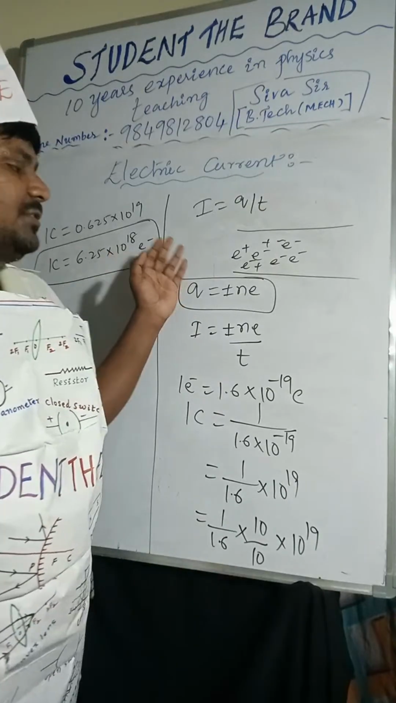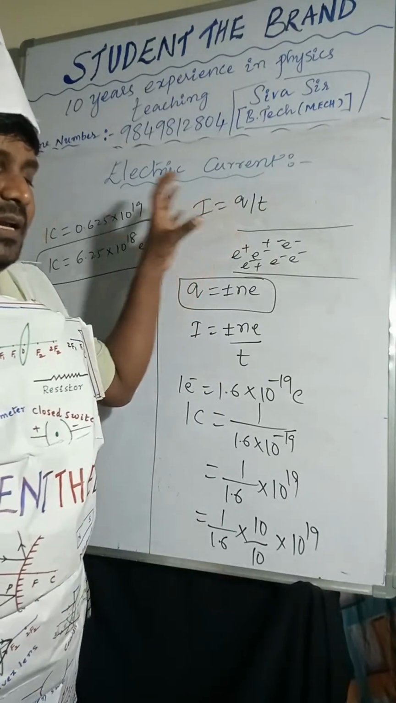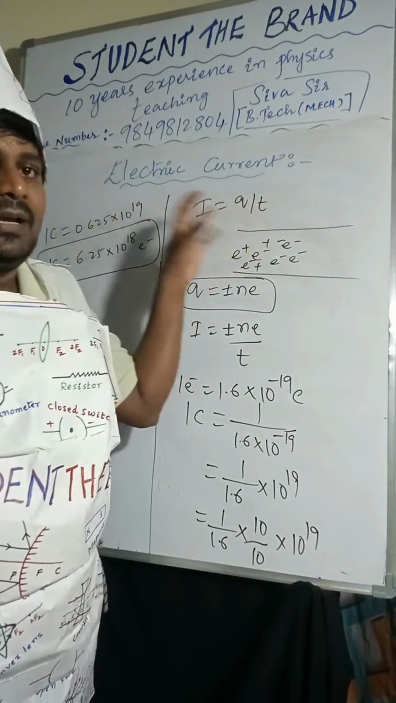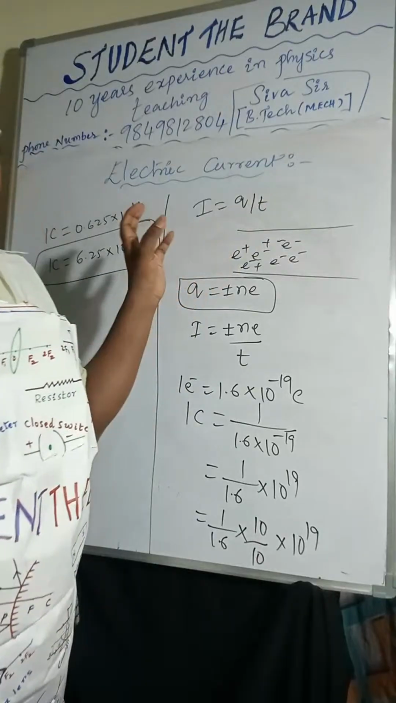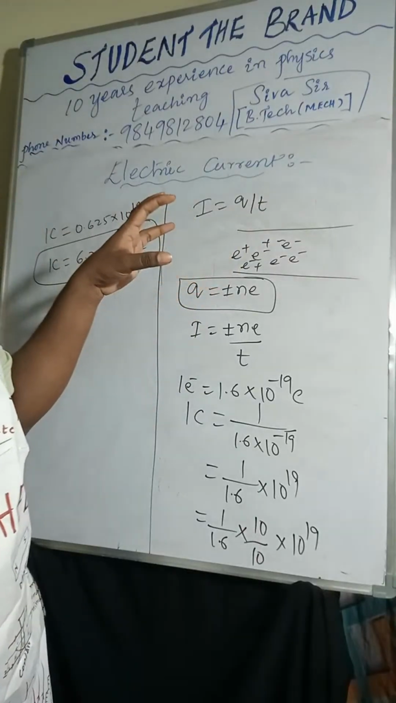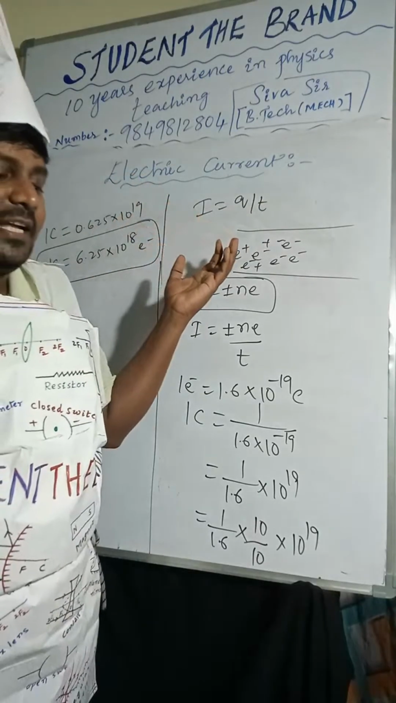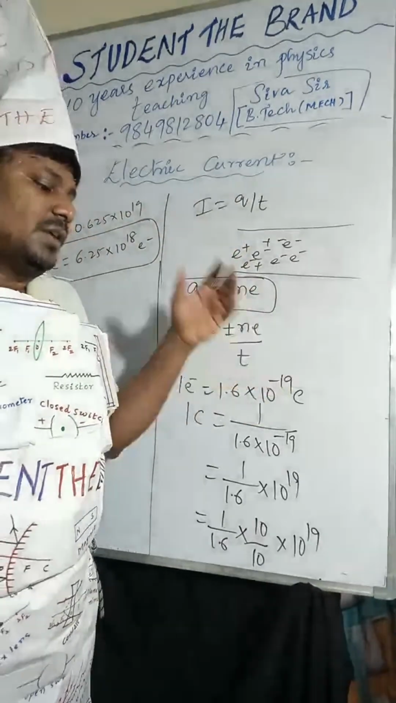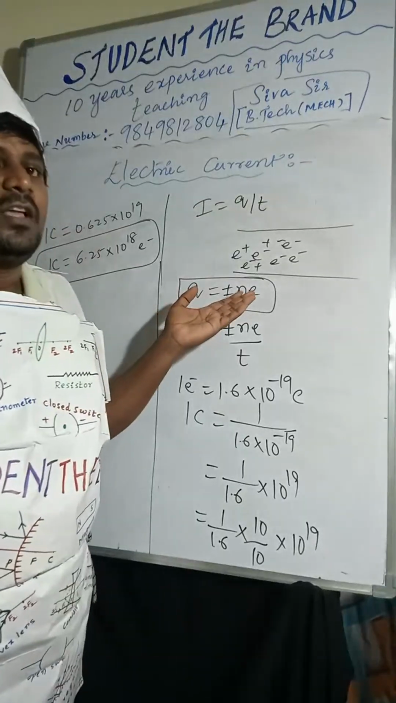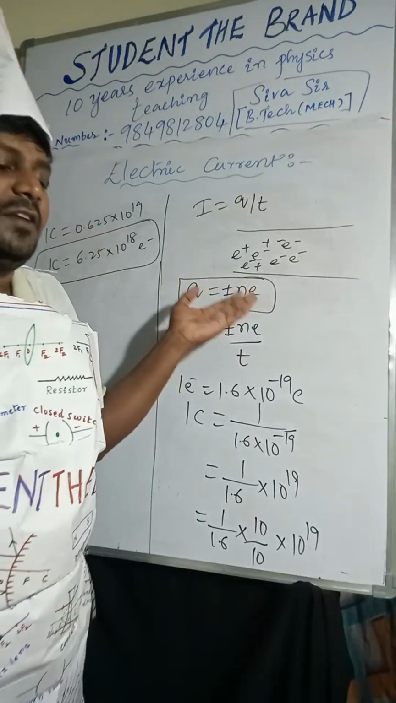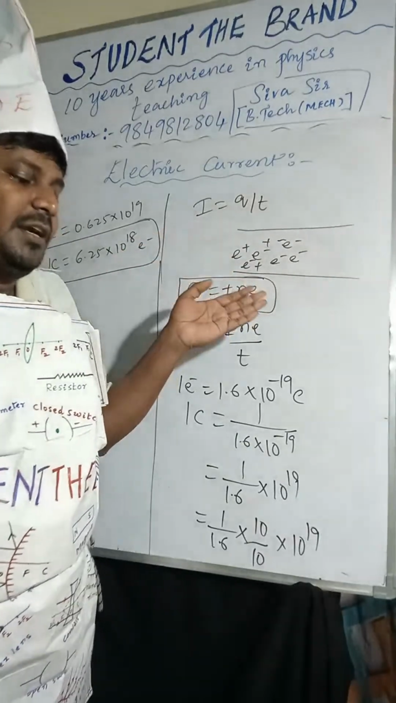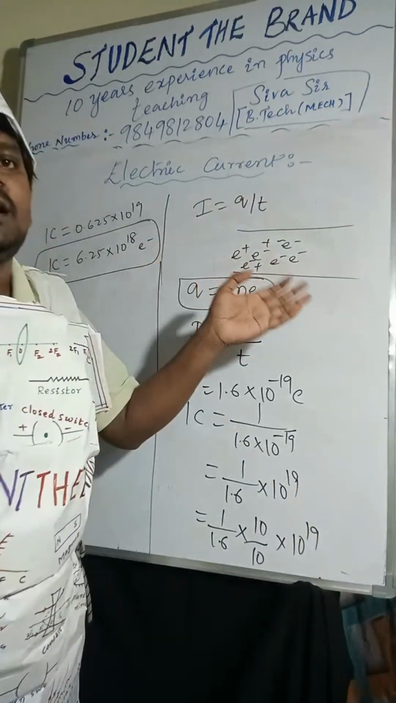When the electrons inside the conductor are flowing, if only one electron flows, we can't say current is flowing. There are a bunch of electrons flowing. That's why Q equals an integral multiple of charge.